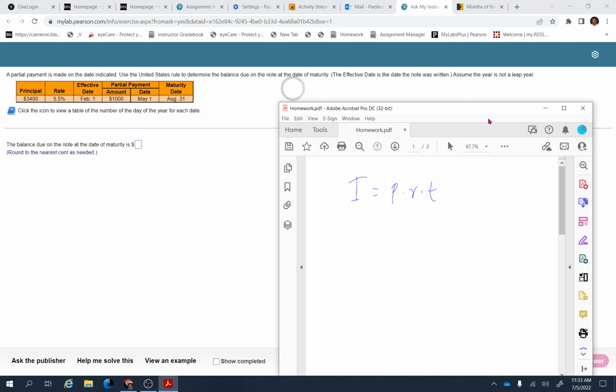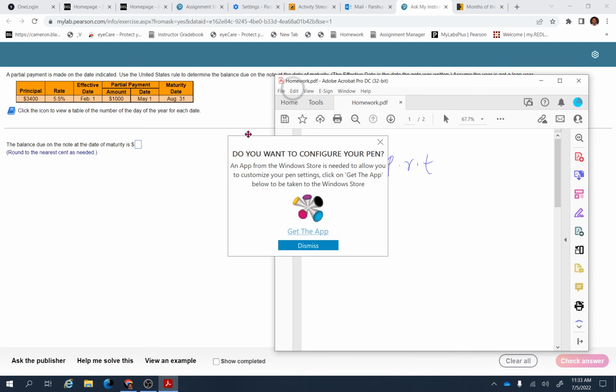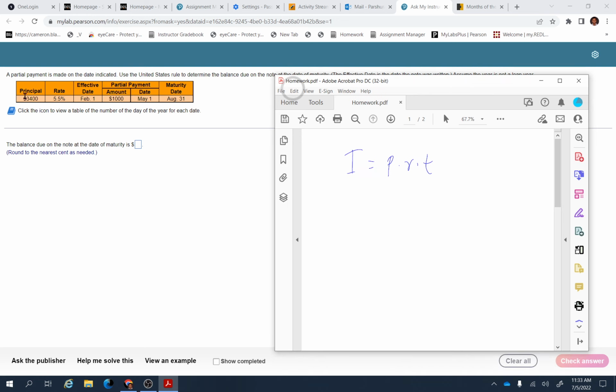So the formula is I equal P times R times T. That's the formula for the simple interest. We need to find the simple interest for 3400 with the interest rate 5.5% for 89 days. So 3400, interest rate 0.055, time is 89 days. You have to divide this by 360 days to convert that time into years. If you do that, that will give you the interest for 3400 from February 1 to May 1.